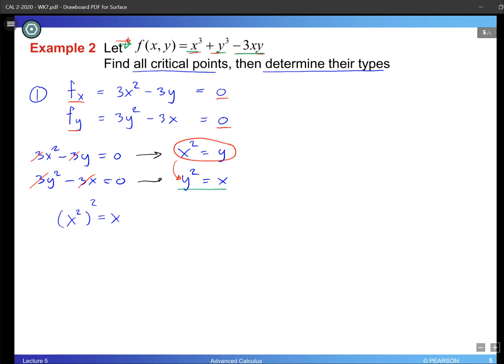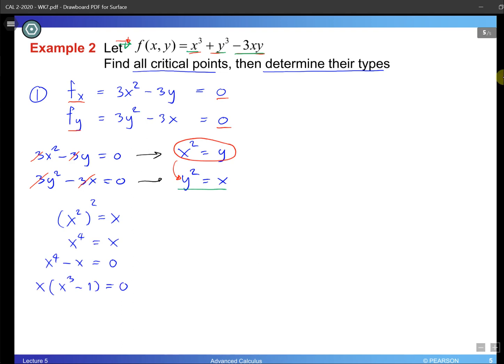So in the end, I am going to get x to the fourth equal to x, right? And then I can move x to the other side. I get x to the fourth minus x equal to 0. And then work on some factors. I get x in the front as a common term, x cubed minus 1 equal to 0. And you solve this equation for the x that make it true.